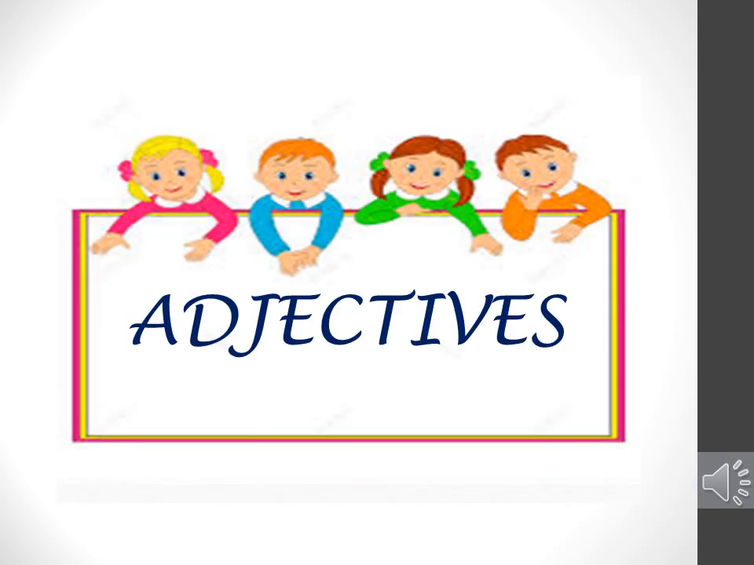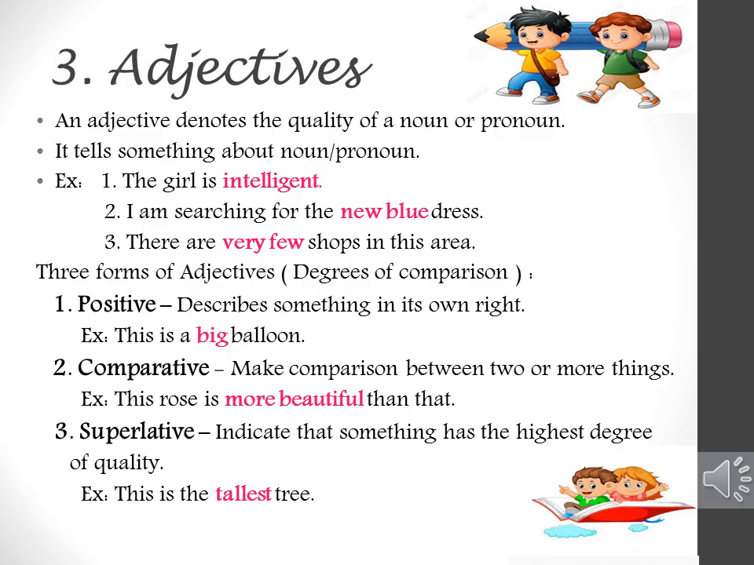Now let us see the definition of adjectives. An adjective denotes the quality of a noun or pronoun. It tells something about a noun or pronoun. Like in the example, the girl is intelligent. The girl here is the noun and the word intelligent is describing the girl.